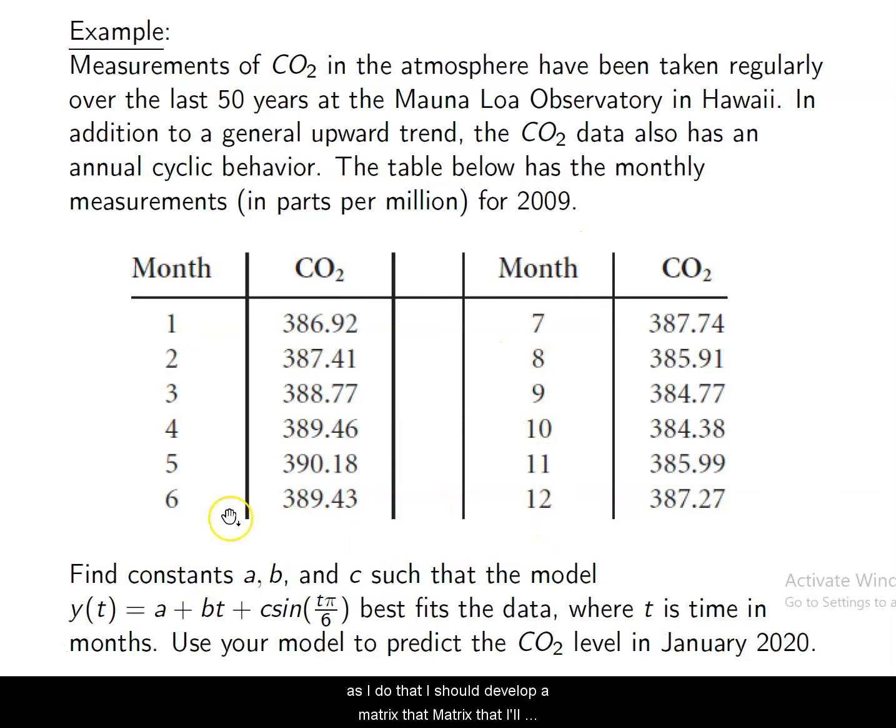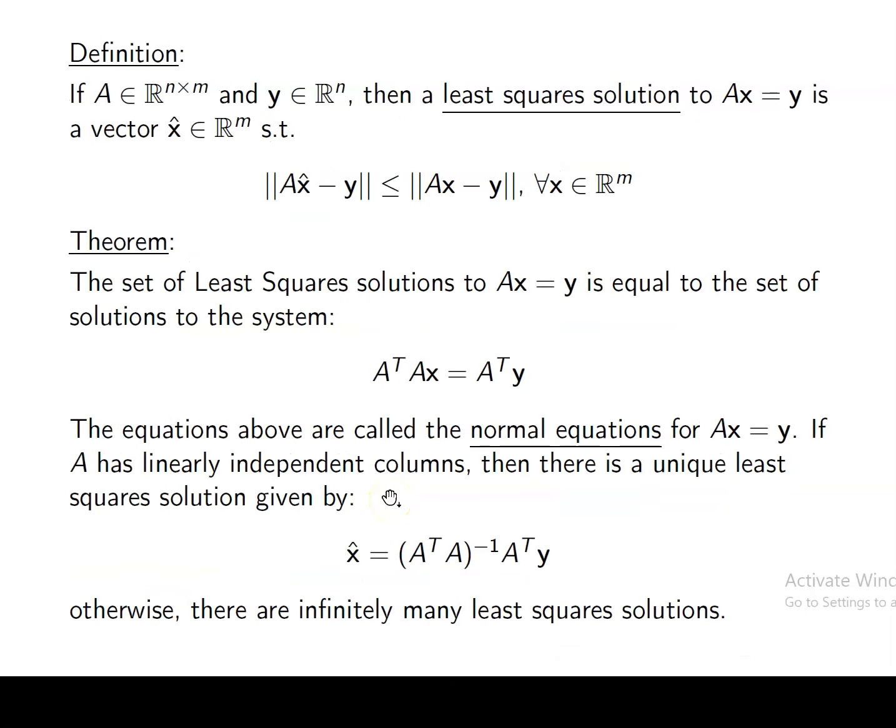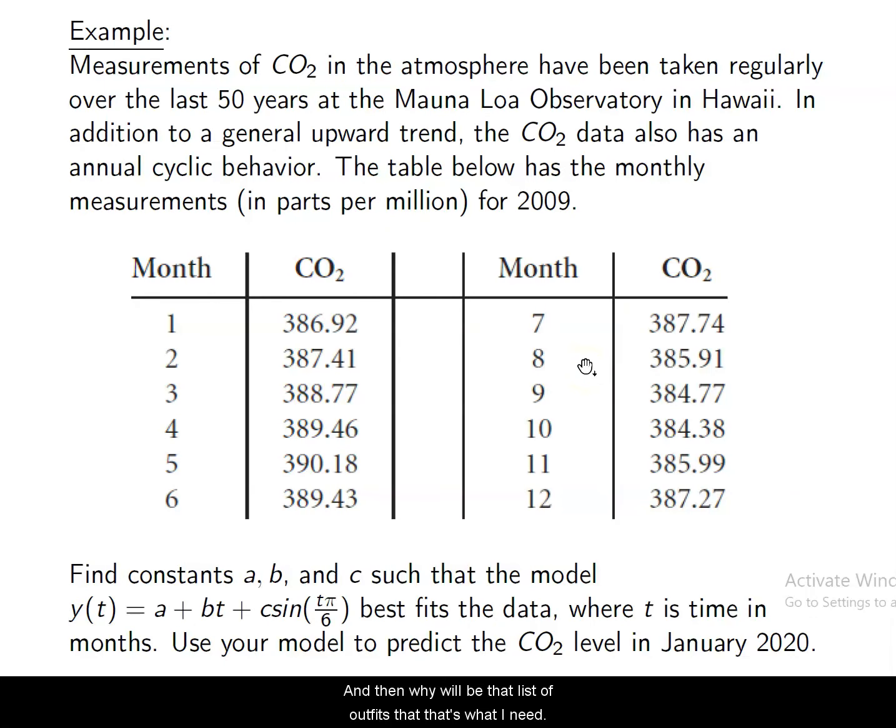And as I do that, I should develop a matrix. That matrix that I'll develop by plugging in the inputs and having an output out, which I can't solve for, will give me my matrix A. That will be my matrix equation that does not have a solution, right? My X's in this case are the 12 months, right? The 1, 2, 3, 4, 5, 6 through 12 that I'm plugging into. That'll give me a function here, right? And then Y will be that list of outputs that I have, right? So that's what I need to do.